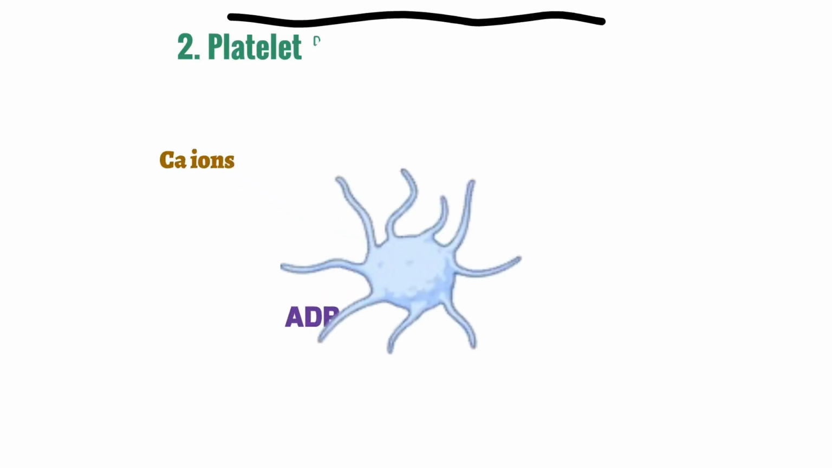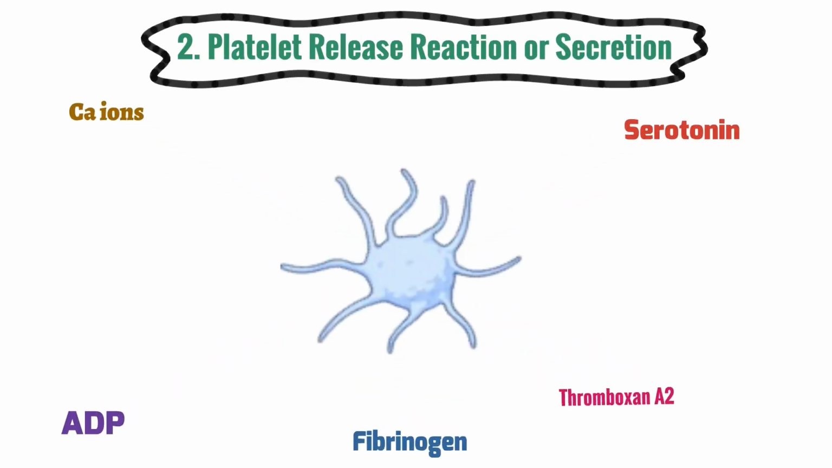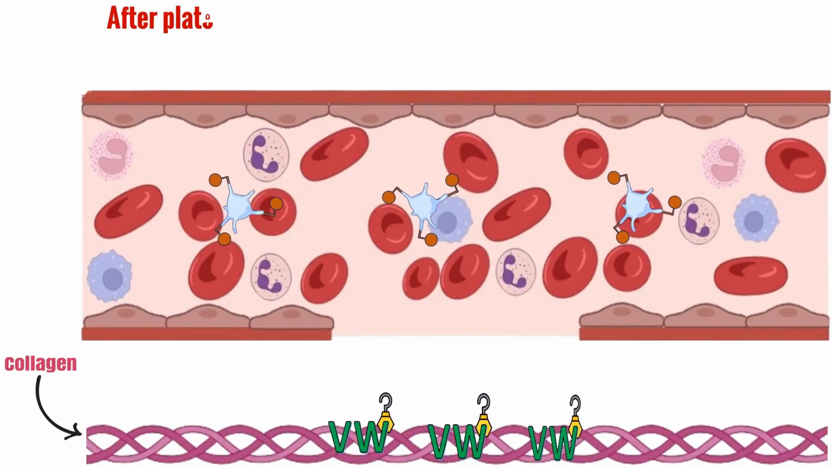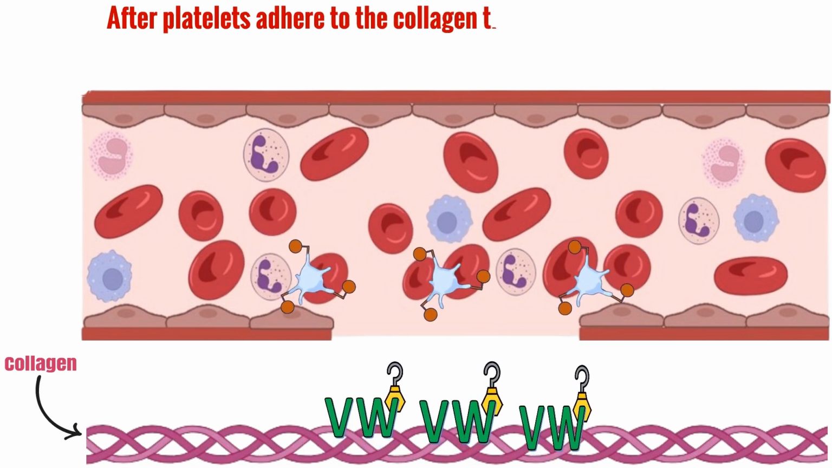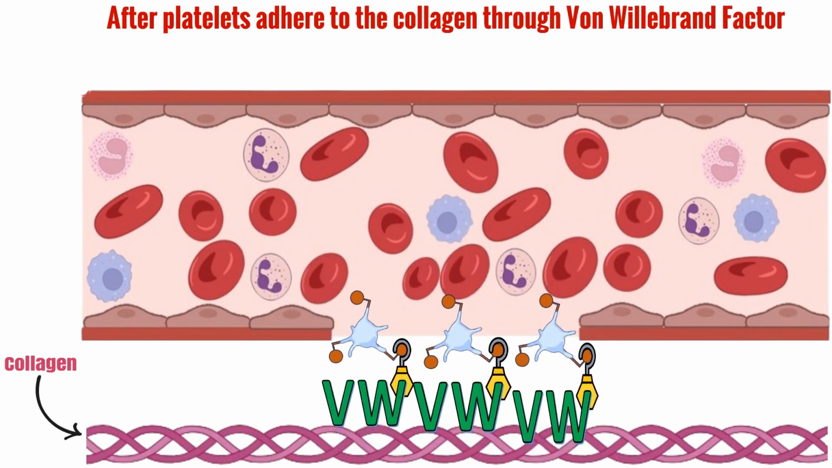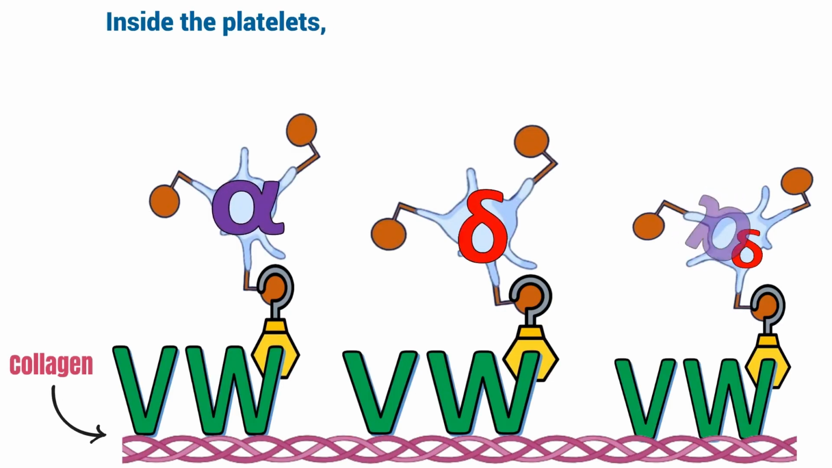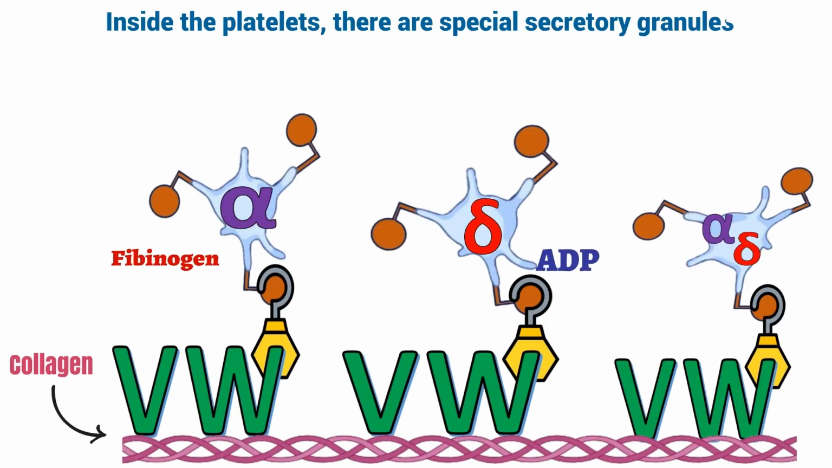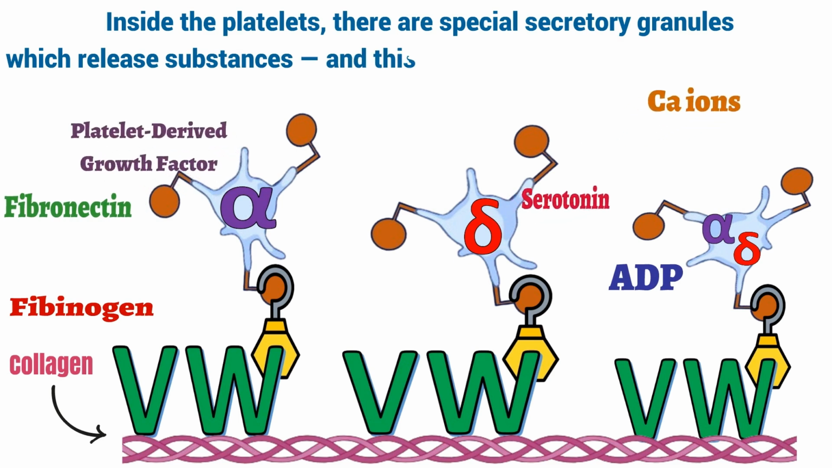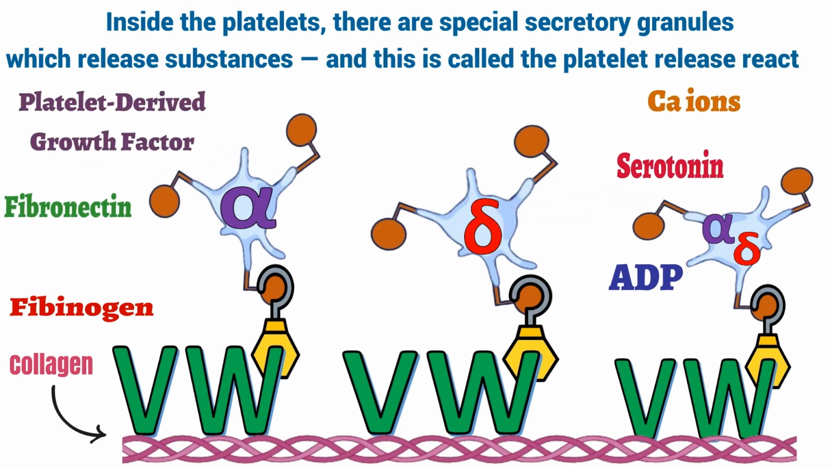Second step is a platelet release reaction or secretion. Now, after platelets are adhered to the collagen through von Willebrand factor, something interesting happens. Inside the platelets, there are special secretory granules which release substances. And this process is called a platelet release reaction.